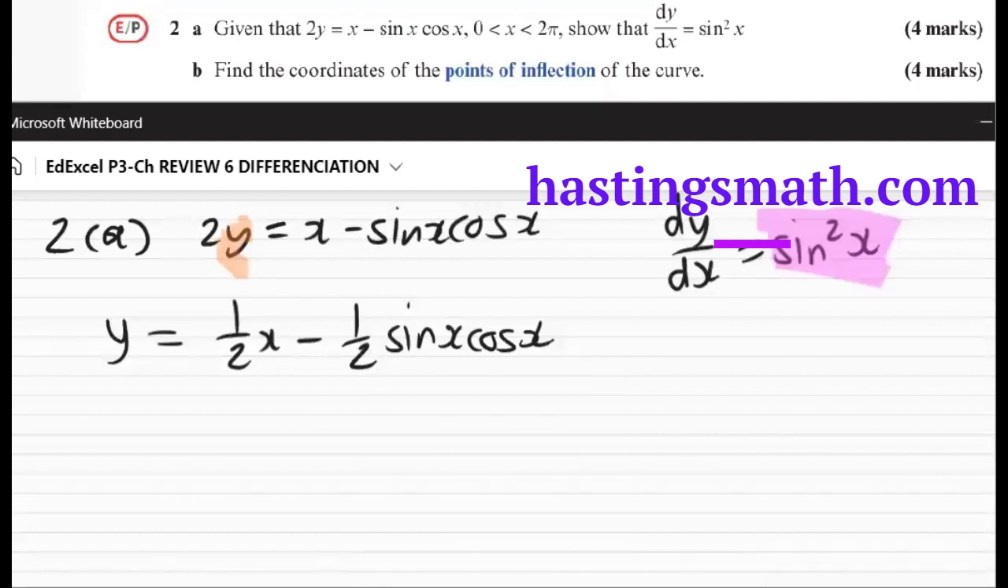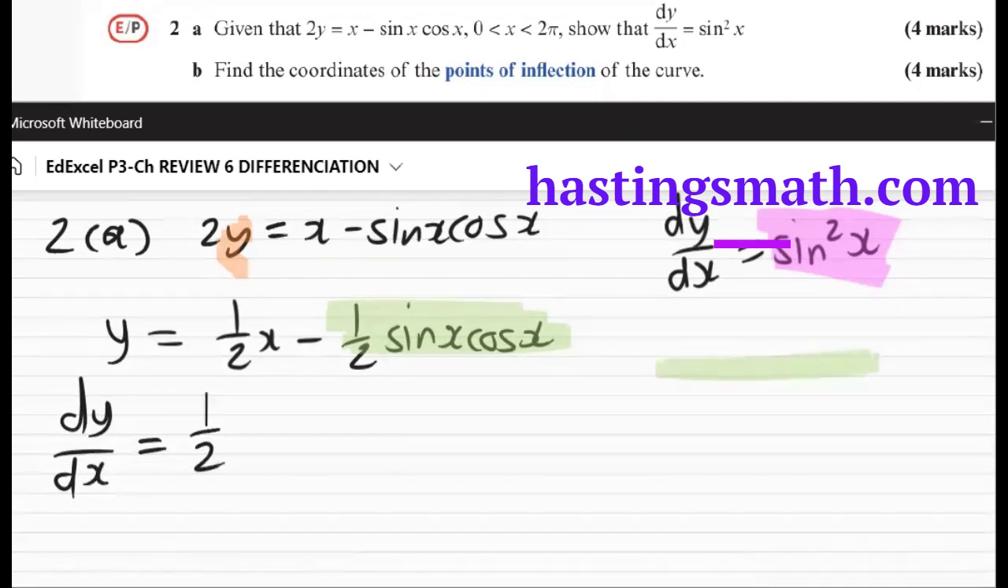So if we approach this right-hand side as a product rule, if we did dy dx of a half x, that's just going to be a half. But now we're looking at this green part here. So we make a product rule again. Product rule is u dash v plus v dash u.